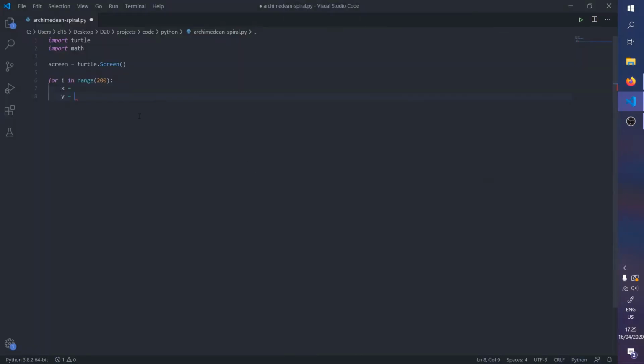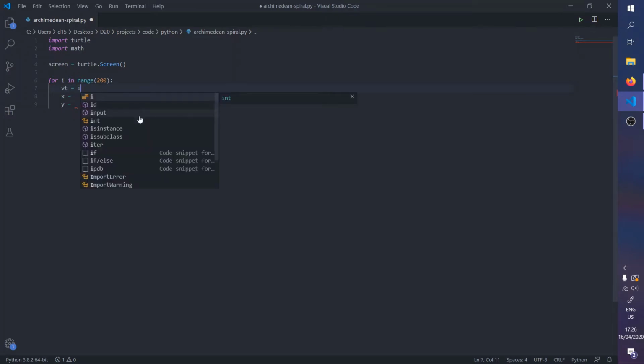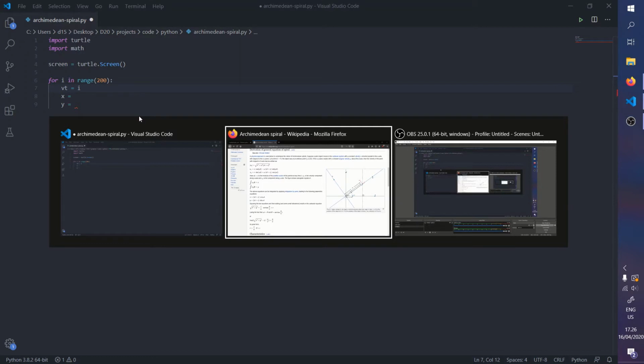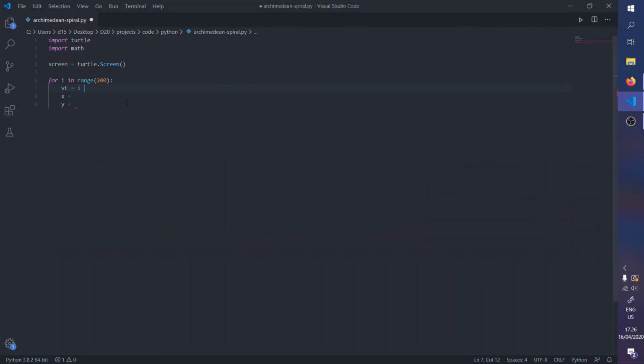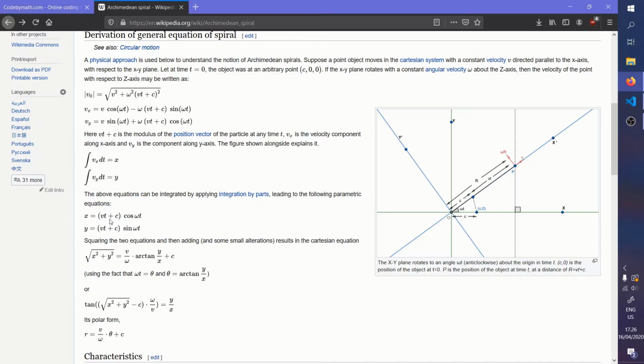So we're going to have variable vt, which is equal to i, which is of course going to be time really, and then we're going to multiply that by pi, and then you're going to divide it by a certain number, let's say 20. You'll see this will play a part in how the spiral looks later. And so we'll have vt plus c multiplied by cosine of t.